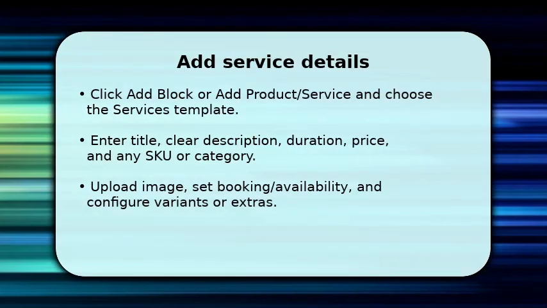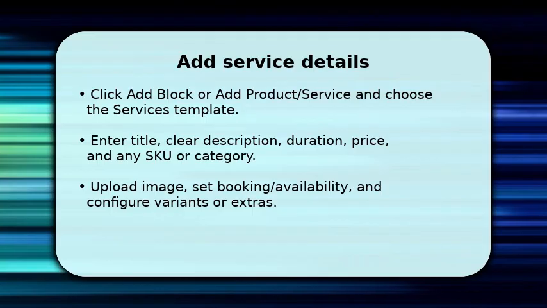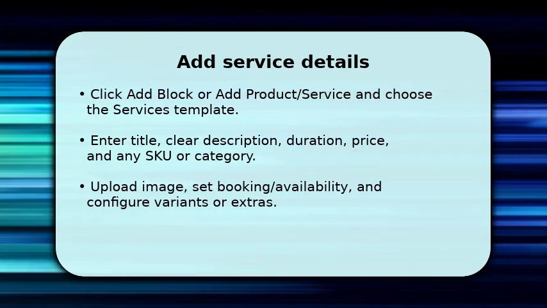You now create the actual service entry. Click Add Block or Add Product and pick a service layout. Fill the title and write a concise description that explains value and outcomes. This helps conversions. Then set price and duration, add SKU or category for organization, and upload a representative image.